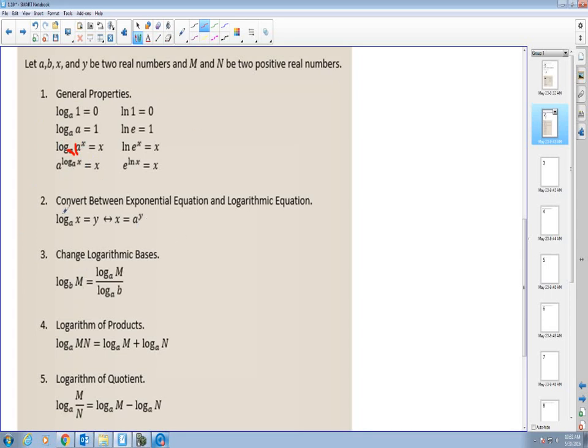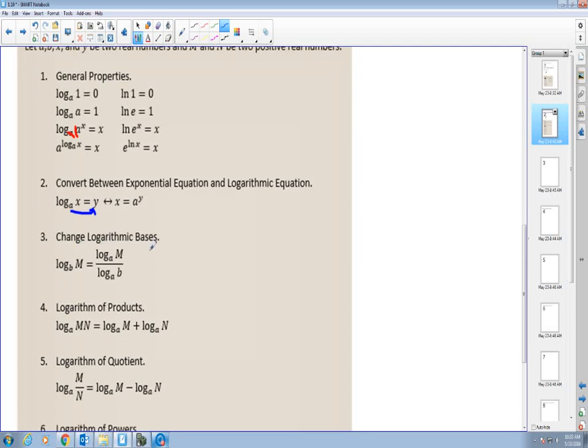Alright, a lot of times if we cannot figure out our answer from the logarithm perspective, we can actually change our log into exponential by simply moving the base to the other side of the equal sign. And then we get x equal to a to the y power. Okay, that's a conversion between exponential and log equation.